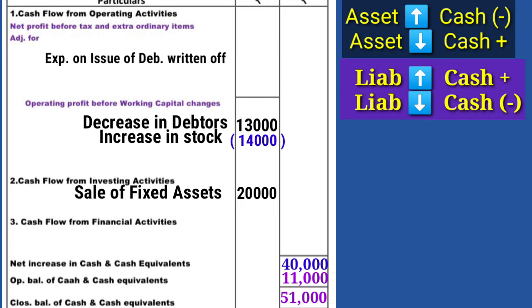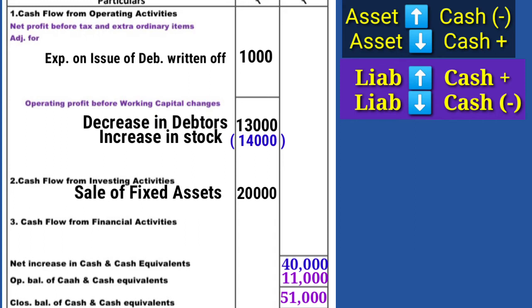What is our golden rule? When an asset increases, the cash balance decreases. When an asset decreases, the cash balance increases. Here the 2011 debenture expense is 3,000 and in 2012 it is rupees 2,000. The debenture expense is decreased, so the balance amount of 1,000 we will add, plus 1,000. Expenses on issue of debentures, plus 1,000.